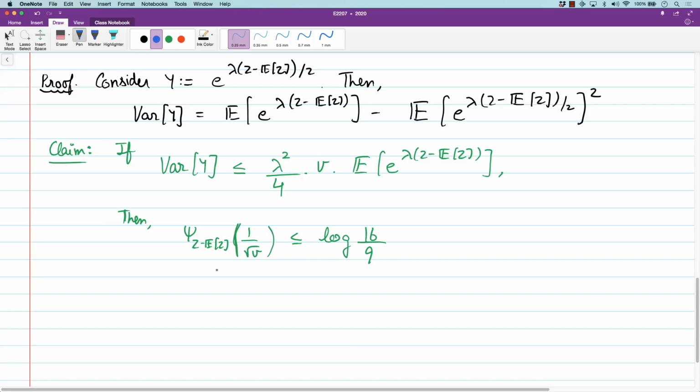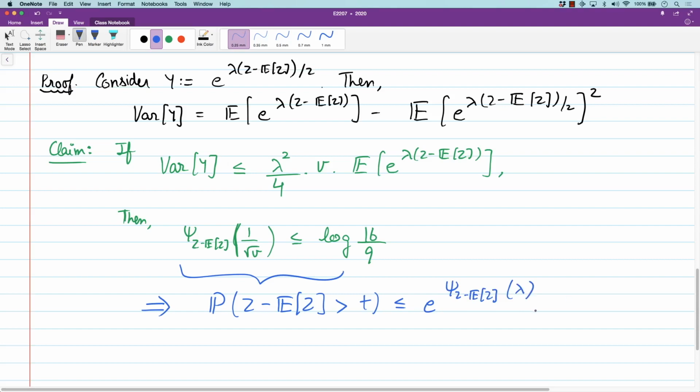By the way, why do we want a bound like this? So this in particular implies that if you look at the probability that c minus ez is greater than t, just using the Chernoff bound, then this guy is less than or equal to the expected e to the power lambda times e to the power minus lambda t, and if we choose lambda equal to 1 by root v here, then what do we get?